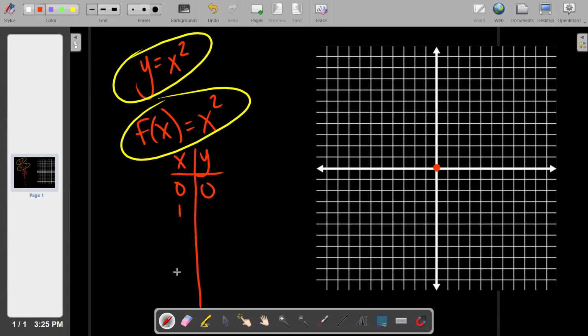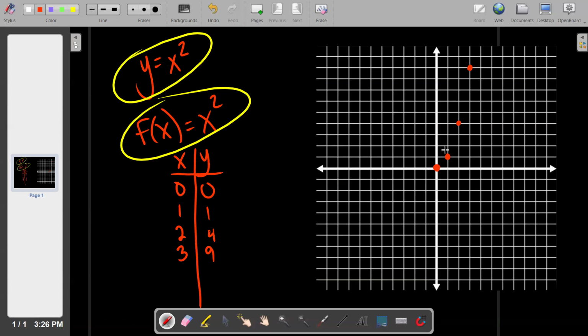What if I input a 1? It's positive 1, right? 1 squared is 1. So I now know that there's a point of (1, 1). What if I put in a 2? 4. And I'm going to run out of room, so this will be my last one on this side. What if I put in 3, I get out 9.